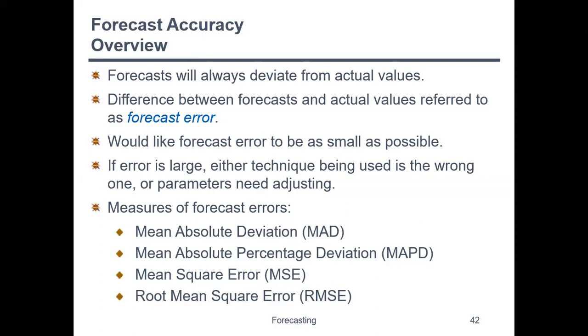All forecasts will always be deviated from the actual value. When we started, one of us raised a concern about whether there are no errors in the forecast that we are coming up with. We are saying that all forecasts will always be deviated from the actual values. The difference between the forecast and the actual values is what is referred to as the forecast error.